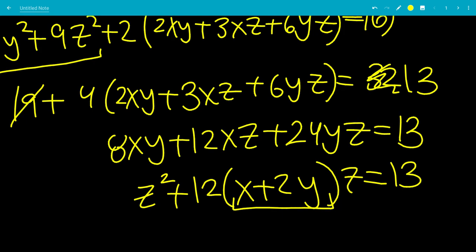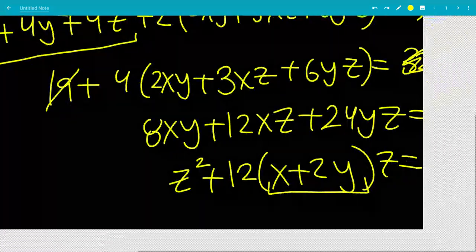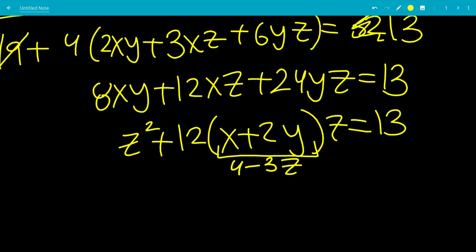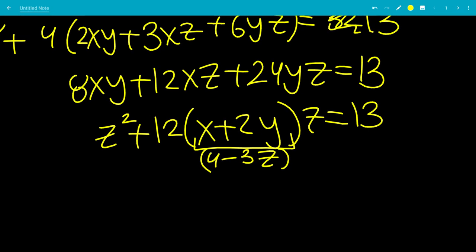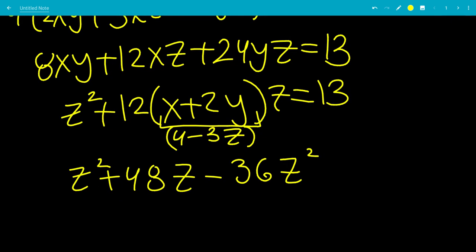Now what is this? In the beginning, equation 1, x plus 2y plus 3z equals 4. So we can solve for this. That would just be 4 minus 3z. So we're going to replace this with 4 minus 3z. Now we're going to have z squared plus 12 times 4, which is 48, times z, minus 12 times 3z, which is 36z, times another z, which is z squared, equals 13. z squared minus 36z squared is minus 35z squared.